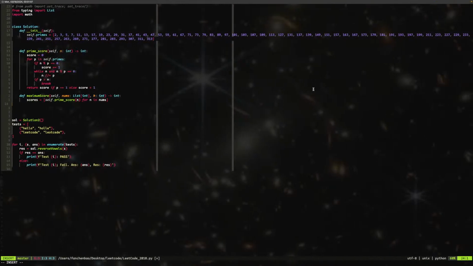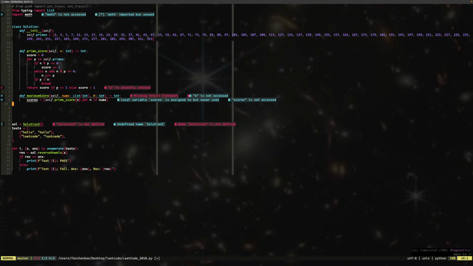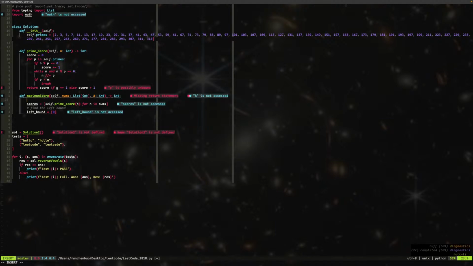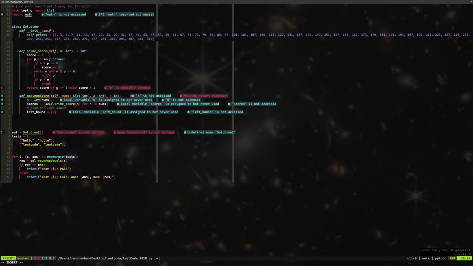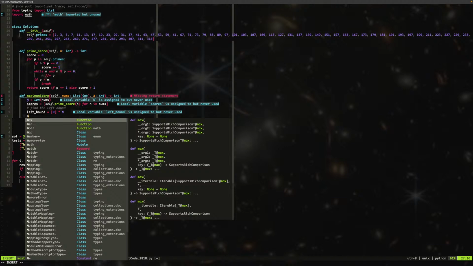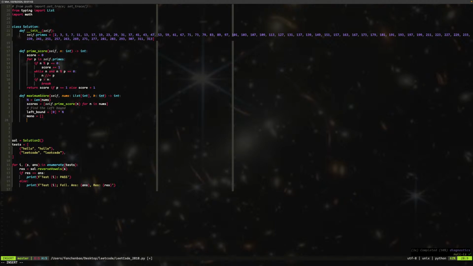Okay, so we have the score. Then what do we have next? Find the left bound. So we say left bound is going to be equal to n, times n. This is the left bound, and the monotonic decreasing array is going to be this. We're going to go through these numbers one by one.